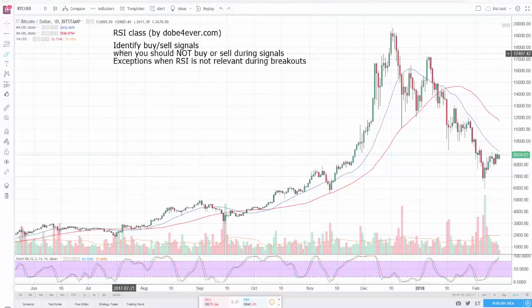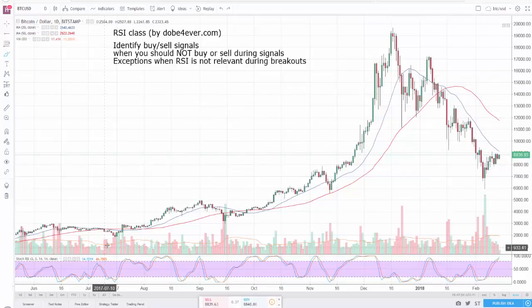Now, this brings me to the next point, which is when you should not buy or sell during signals on the RSI. Well, you should not buy during buy signals when we are in a downtrend. In other words, when you can see in the price action that we are making lower lows and lower highs, and we are below moving averages, we are in a clear downtrend. From here, you should not follow buy signals. You should follow only sell signals for short selling.